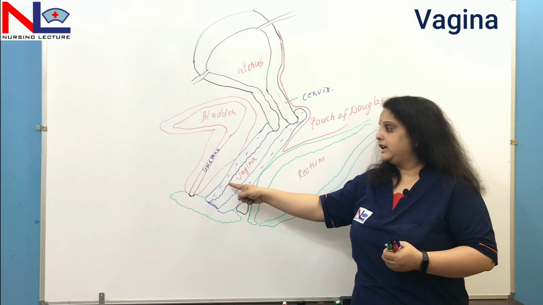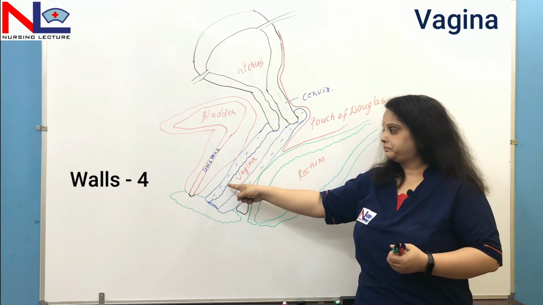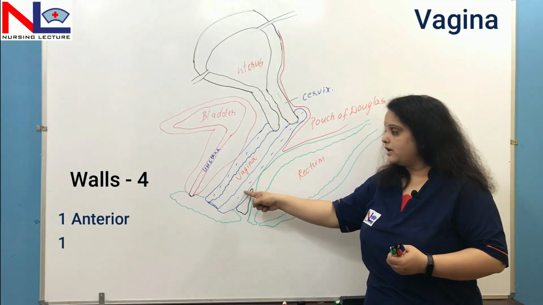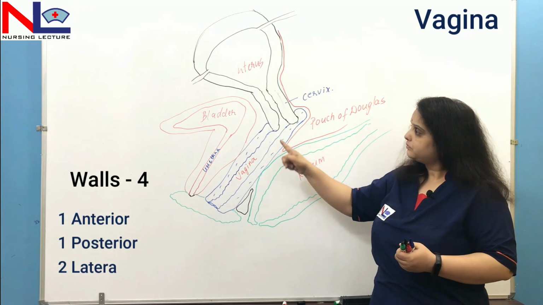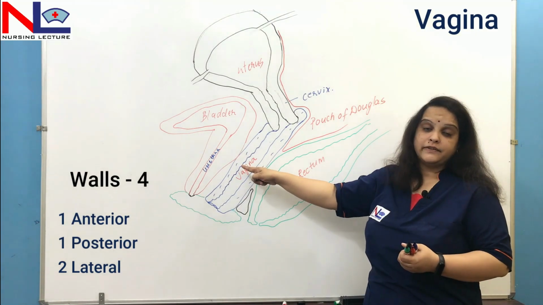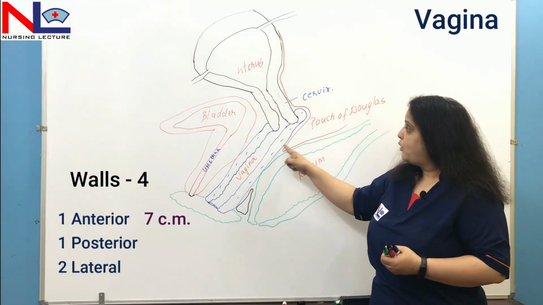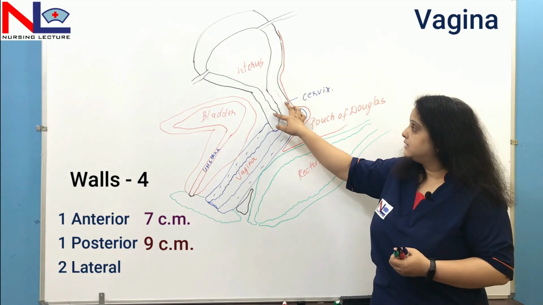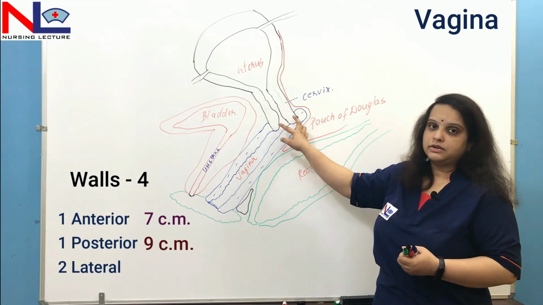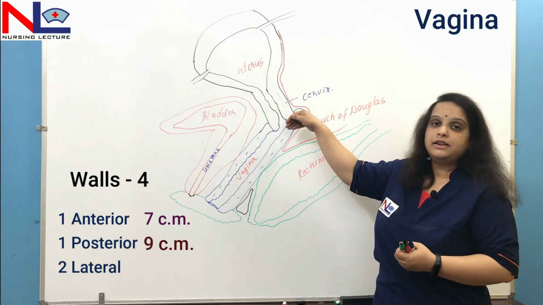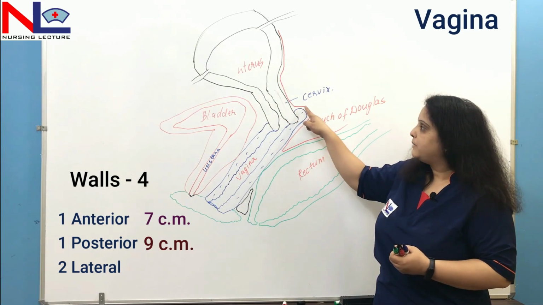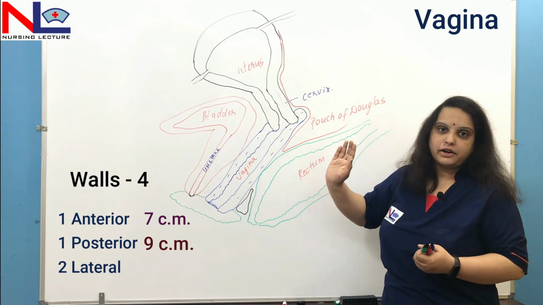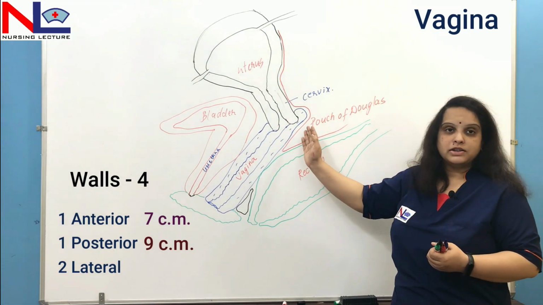So here you can see this is the anterior vaginal wall. There are 4 walls: anterior wall, posterior wall, and 2 lateral walls. The anterior wall is about 7 cm long. The posterior vaginal wall is about 9 cm long, as the lower part of the uterus projects into the vagina. Thereby the posterior vaginal wall is longer compared to the anterior one. So the 4 walls are there.